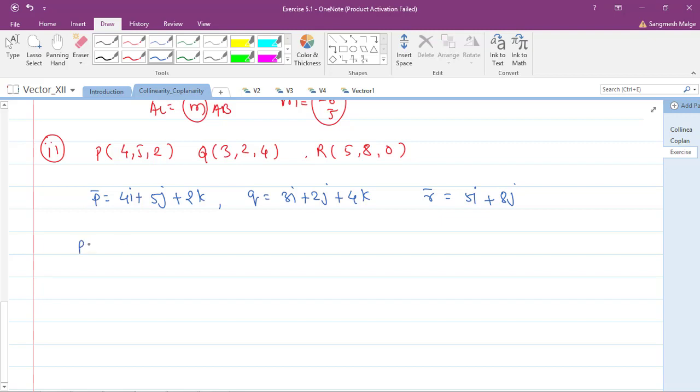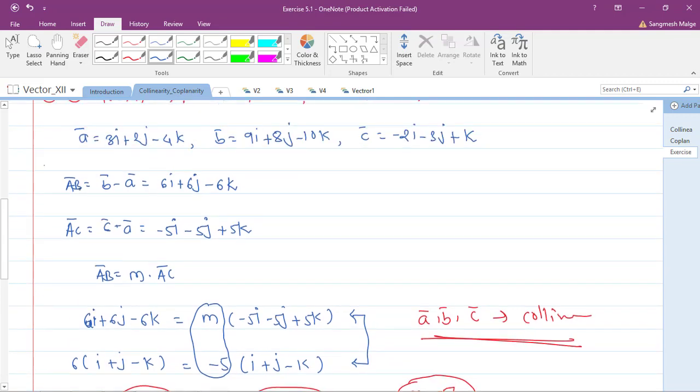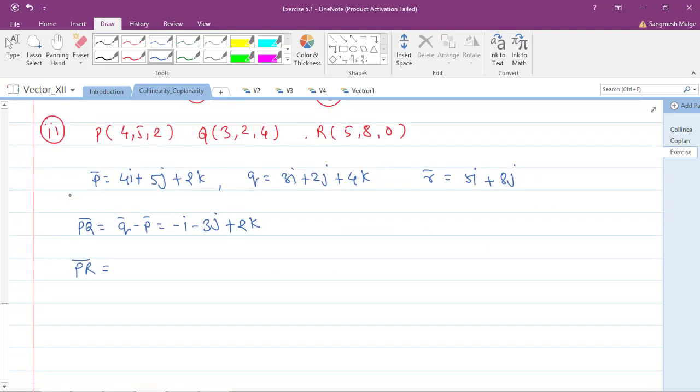So let's find out the PQ bar. PQ bar is nothing but Q bar minus P bar, which is nothing but 3 minus 4, it is minus i, 2 minus 5 is minus 3j, and 4 minus 2 is plus 2k. ये हो गया मेरा PQ बार. Find out the PR bar. See how I am finding the vectors. ओके, एक पॉइंट इनिशियल पॉइंट इज अ कॉमन PQ एंड PR. So in the previous question also you have observed that this point A and point R are the same initial points. ओके, इनिशियल पॉइंट अगर आप अलग अलग लोगे ना तो आपका आंसर नहीं आएगा.